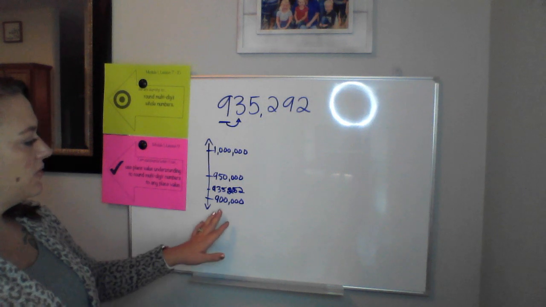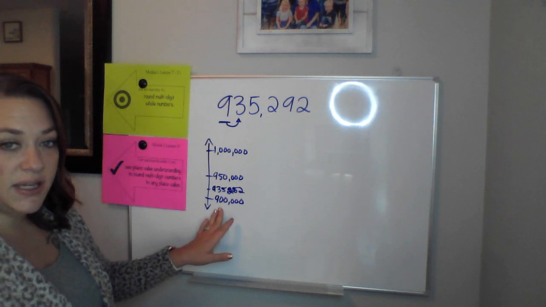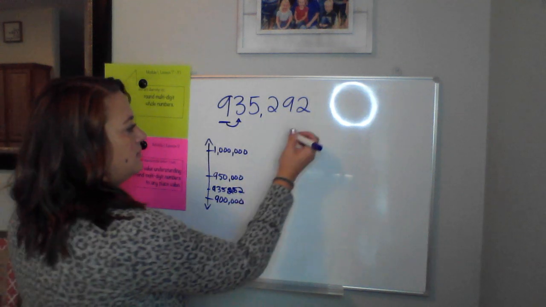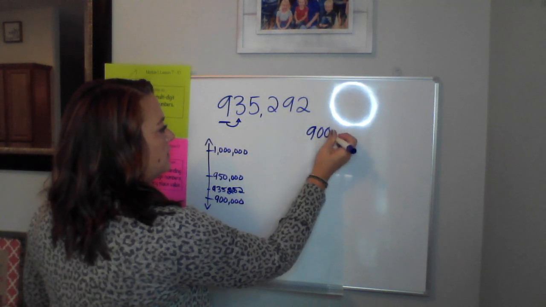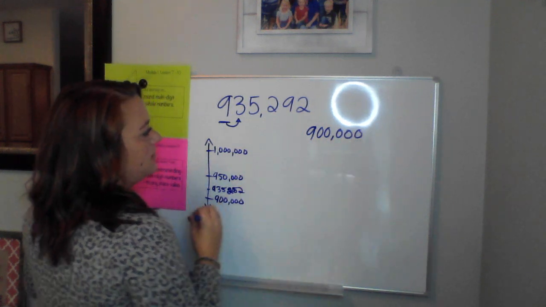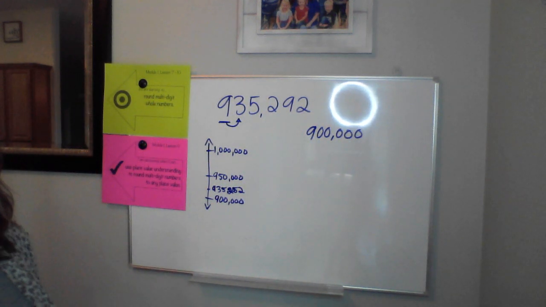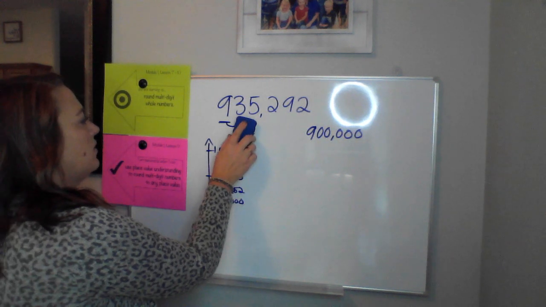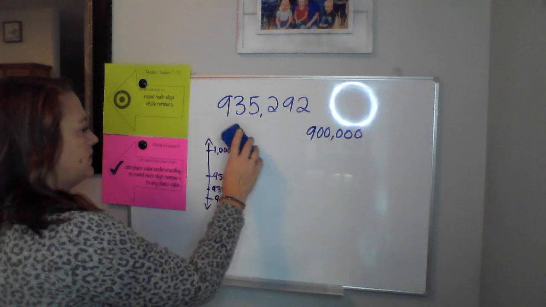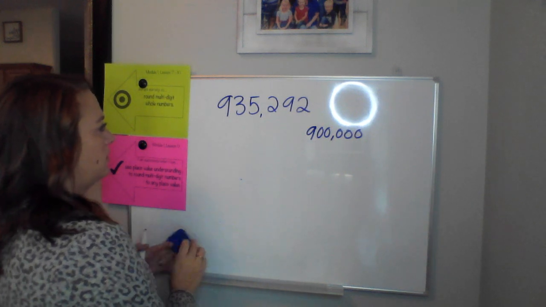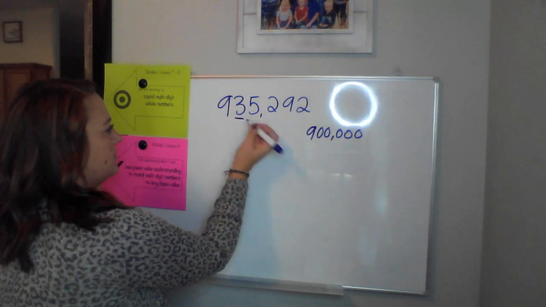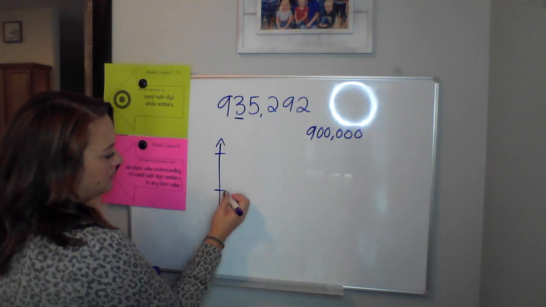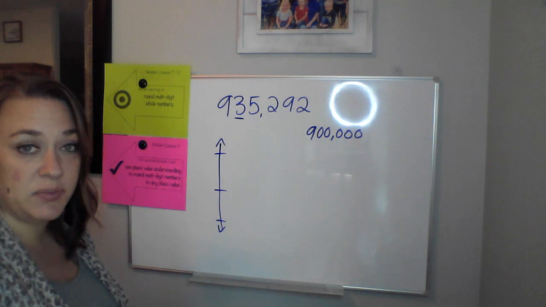935,292. So if we're rounding to our nearest 100,000s place, we would be rounding this to 900,000. Okay. So now we're going to round this again, but we're going to round it to our nearest 10,000s place. Okay. So that's going to change our endpoints and midpoints on the number line.